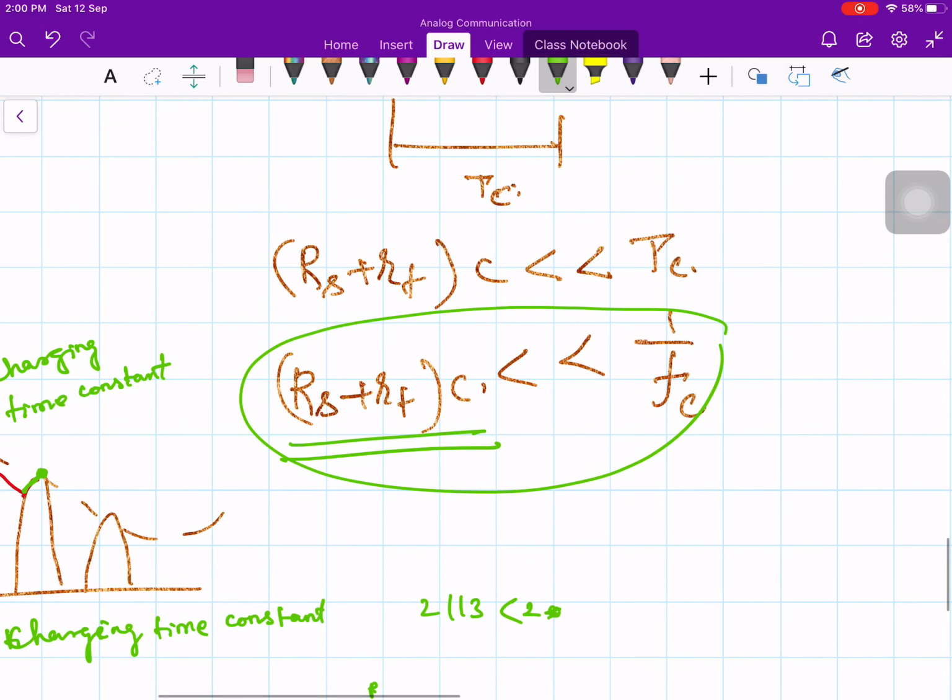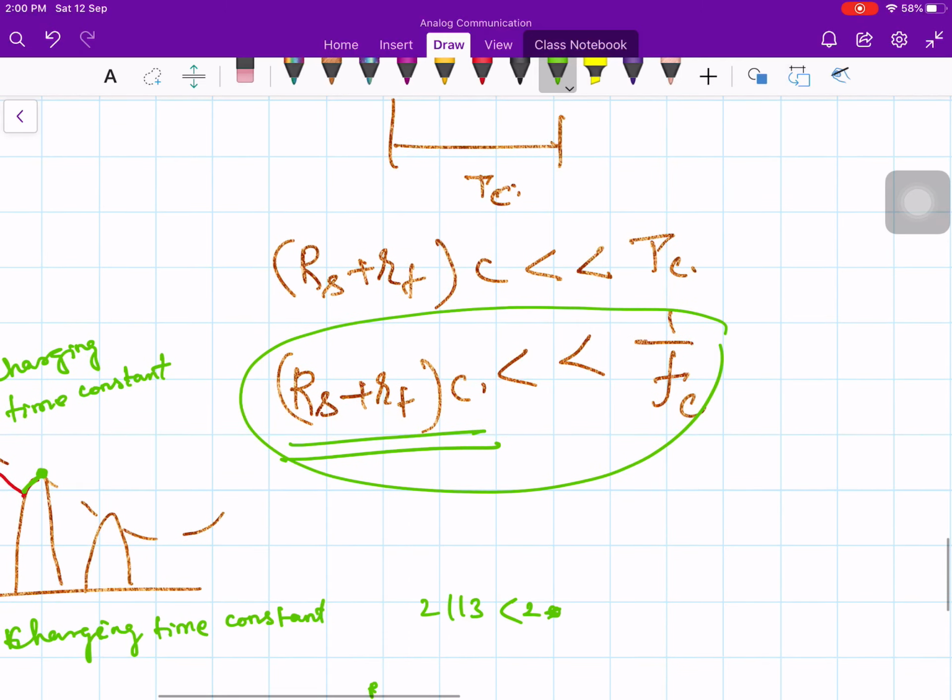That means I cannot choose the capacitance value arbitrarily. If I choose a very low value of the capacitance, then it will be a problem. It will not charge quickly. This is the condition that is required during the charging of the capacitor.